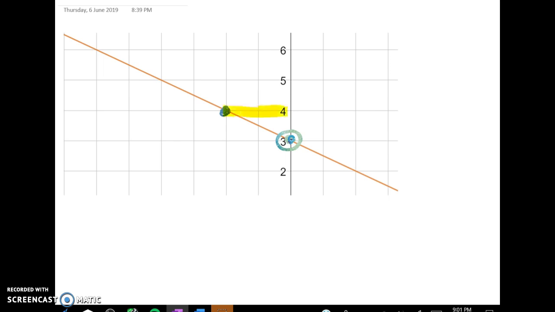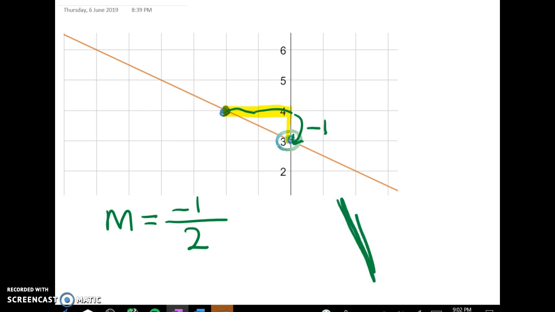So here we've gone out 2 and we've gone down 1. So m is equal to, well, it's got a 2 on the denominator. Right, so I've gone out 2 here, 1, 2, and then I've gone down 1 here, so negative 1. So m is equal to negative 1 half. That makes sense. This line is still going down the hill, but it's not a really steep one like that, right? It's quite a nice flattish line. So my answer is negative 1 half.